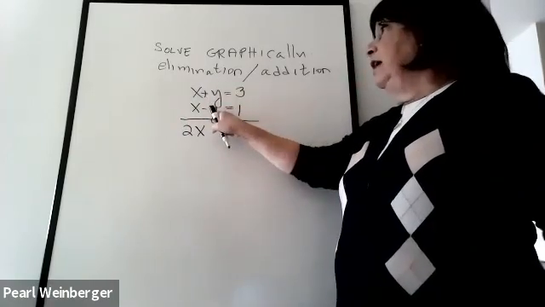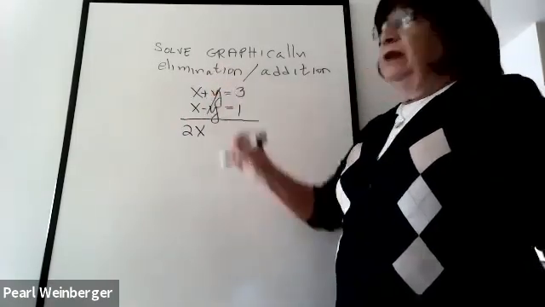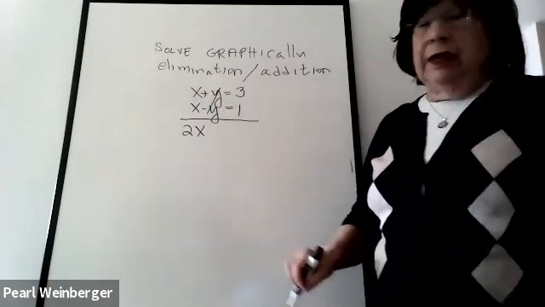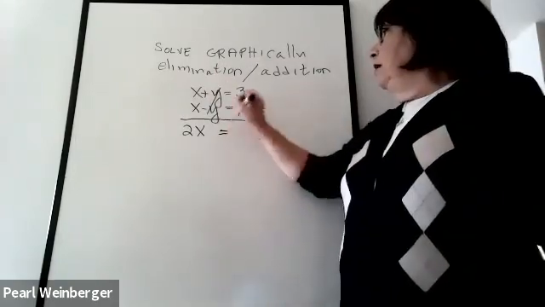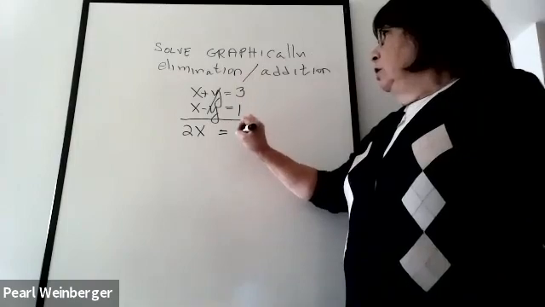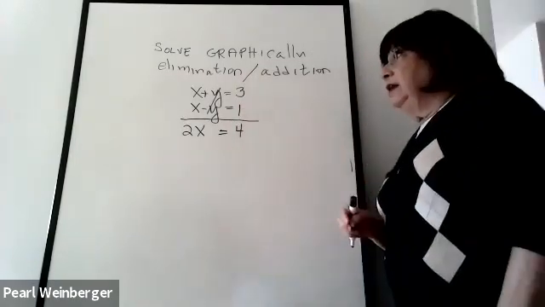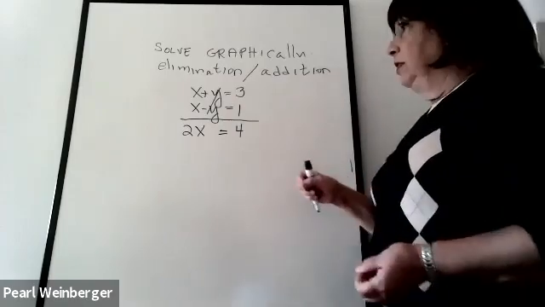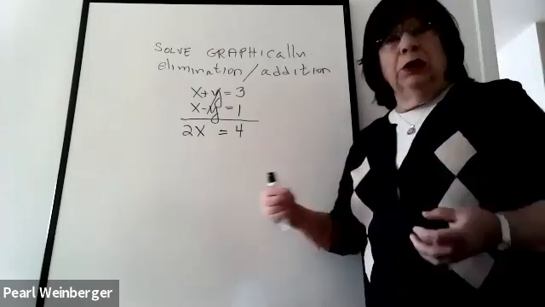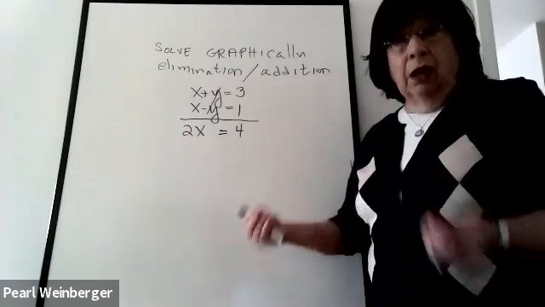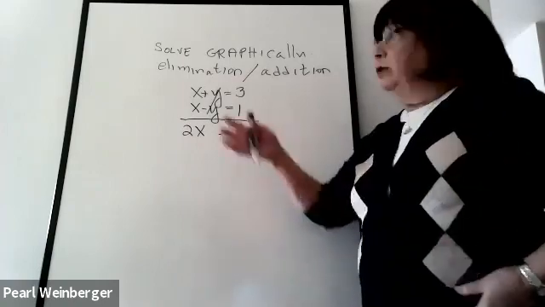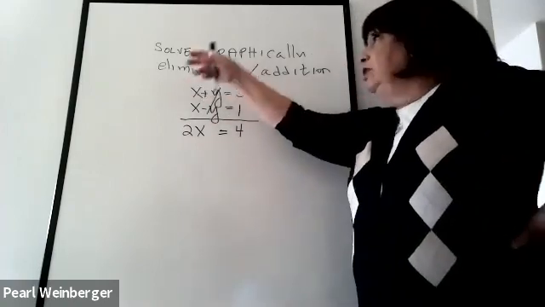Plus y and negative y cancel out. The y's are eliminated. That equals 3 plus 1, which gives me 4. So the point of adding the equations is that when you add them, you eliminate one of your variables. That's why it's called the elimination method.